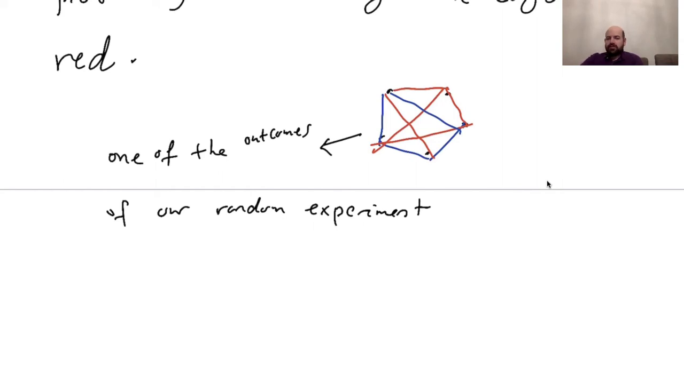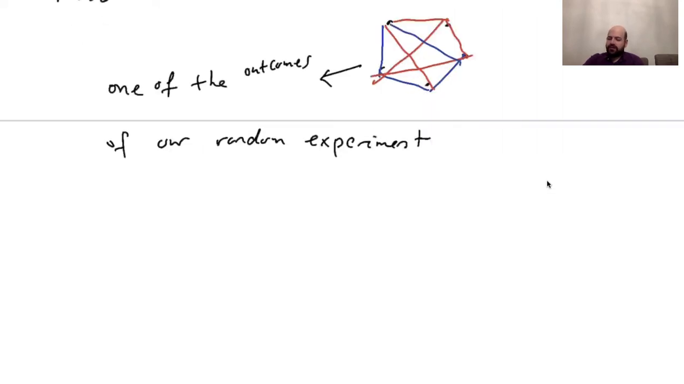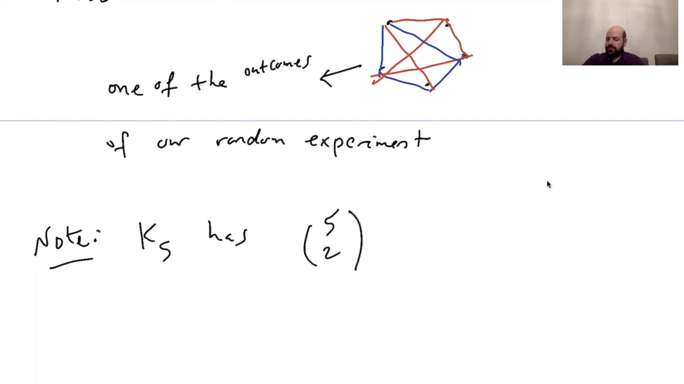So how many edges do we have? First, let's look at how many edges. So K5, note, K5 has 5 choose 2 edges, which is 10. It's 10 edges. Now we want to color each of these edges randomly, blue or red.